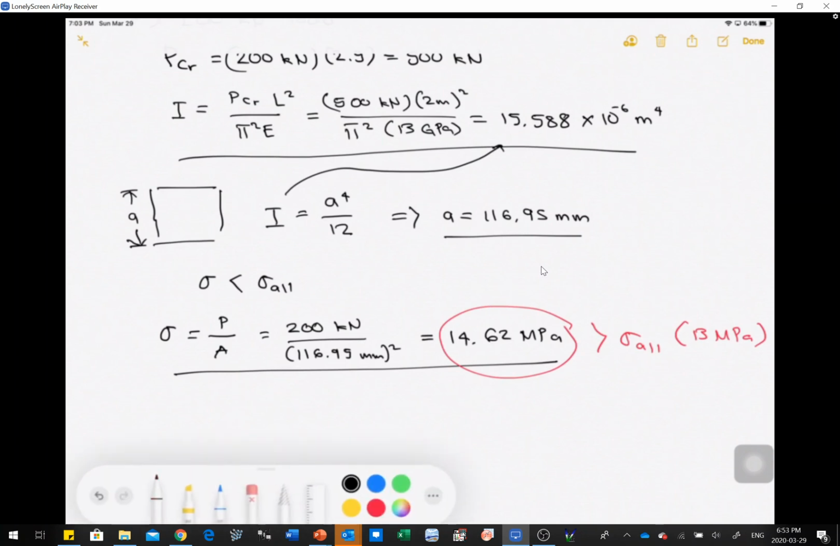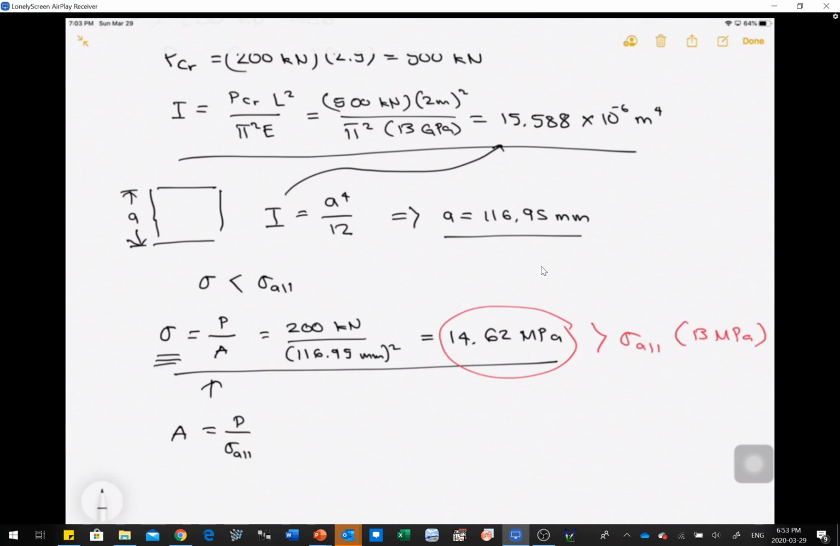If we go back to this condition here, we can say that area is equal to P divided by sigma allowable. Let's say we want a critical area in order to satisfy our condition. So we can change this sigma right here to a sigma allowable in order to comply with this condition. Now if we do that, area is equal to P divided by sigma allowable, and that's going to be equal to 200 kilonewtons divided by 12 MPa.